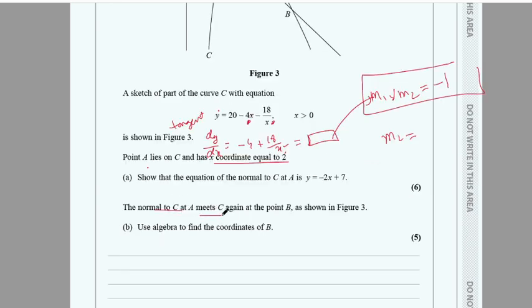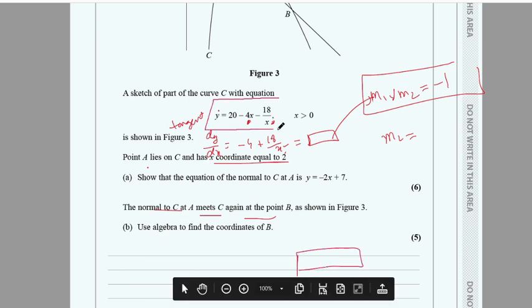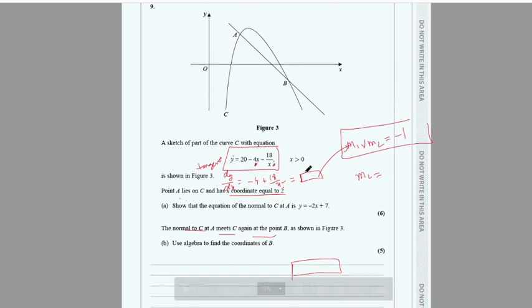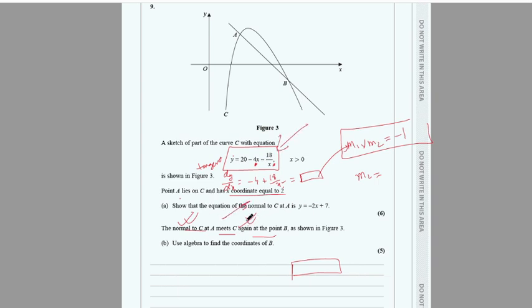Then the normal meets the curve again. So the equation of the normal and the equation of the curve, you just equate them and solve to find the intersecting point, the intersecting point between the normal and the curve. The equation of the curve was given, the equation of the normal is what we just calculated.